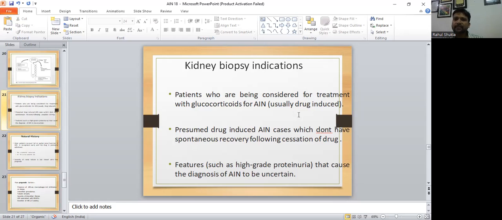Another indication is presumed drug-induced AIN without spontaneous recovery after stopping the drug. Most of the time, recovery occurs after stopping the drug, but if the patient persists to have kidney injury and our diagnosis is not confirmed, we can go for biopsy. And if some atypical features are present, like high-grade proteinuria, that make the diagnosis of AIN uncertain, then we can go for biopsy to prove our diagnosis.